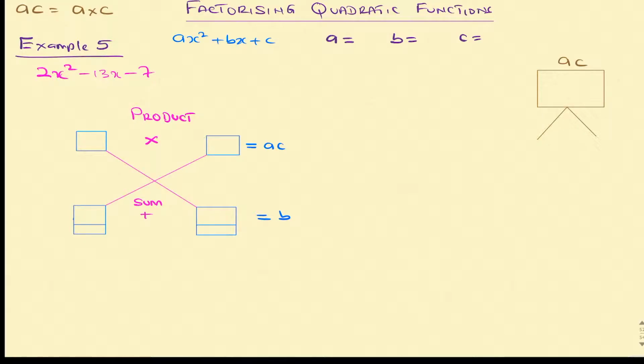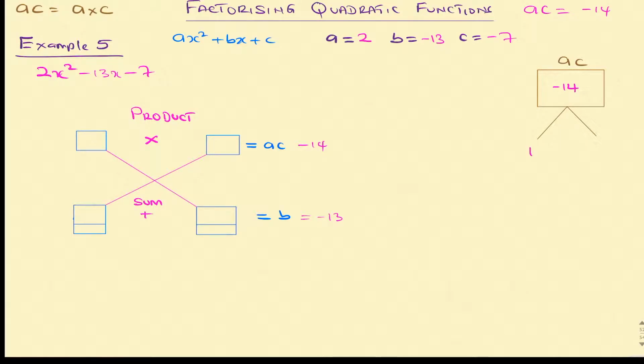Now let's try another example: 2x squared minus 13x minus 7. In this case, a is 2, b is minus 13, and c is minus 7. We need to find ac, that's a times c, and therefore 2 times minus 7 is minus 14. So ac is minus 14, and b is minus 13. Now we put minus 14 there. We need two numbers we can multiply to get minus 14, and when we add them together, we get minus 13.